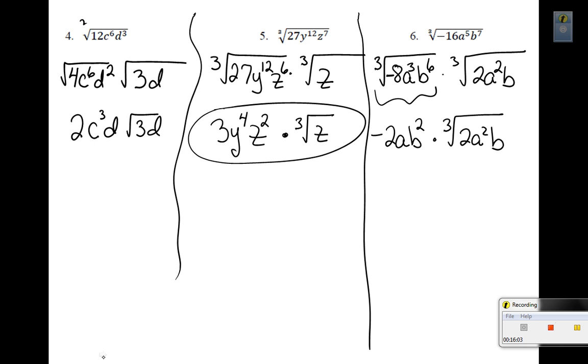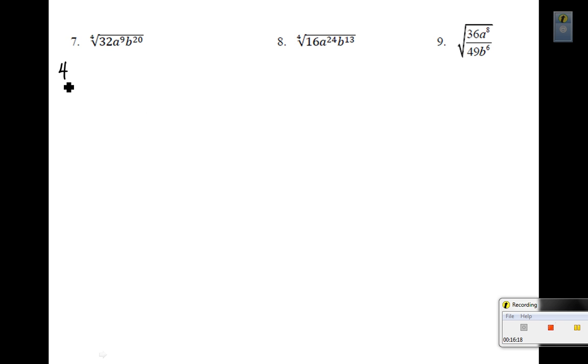Moving on. They do get a little easier here in a second when we just FOIL them out. Number 7. Oh boy. I need the 4th root of something times the 4th root of something.